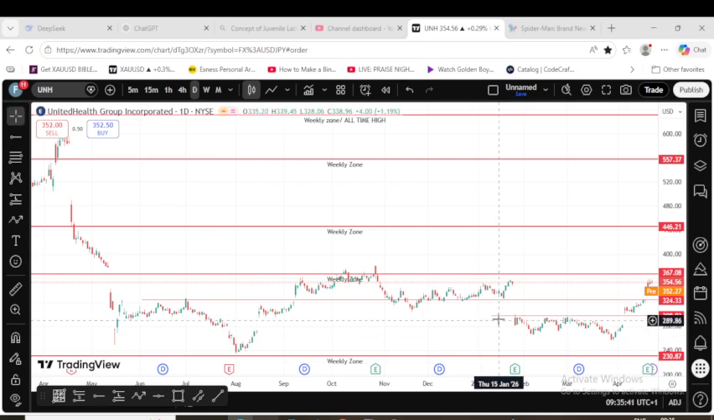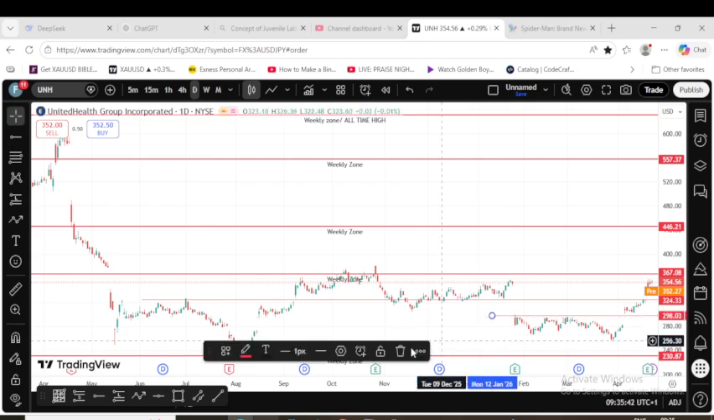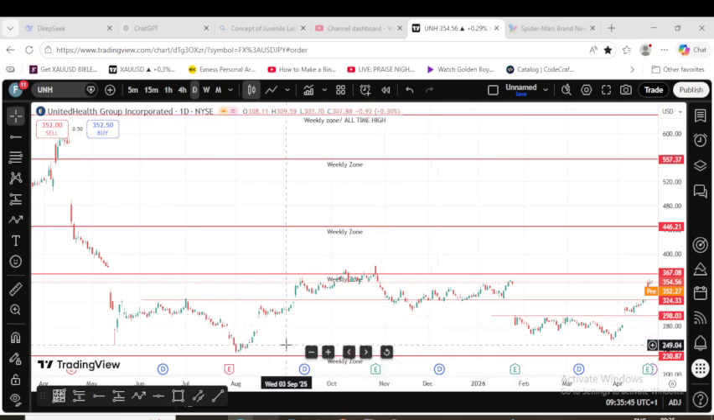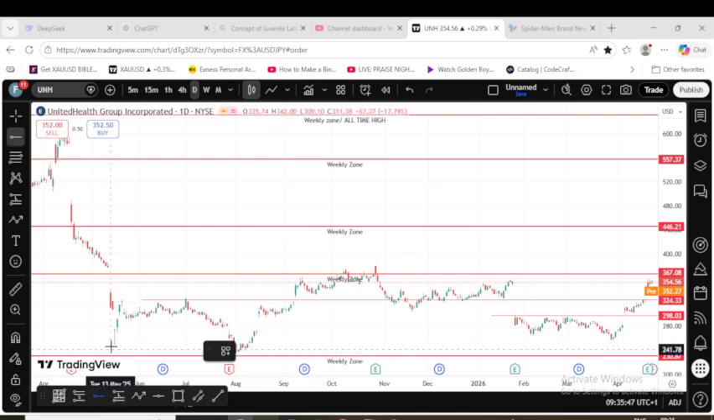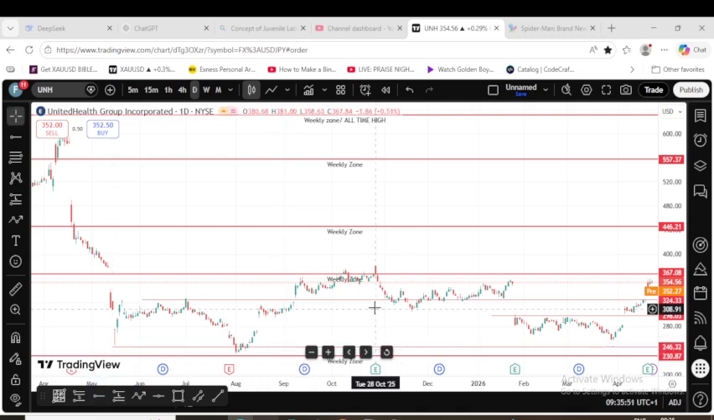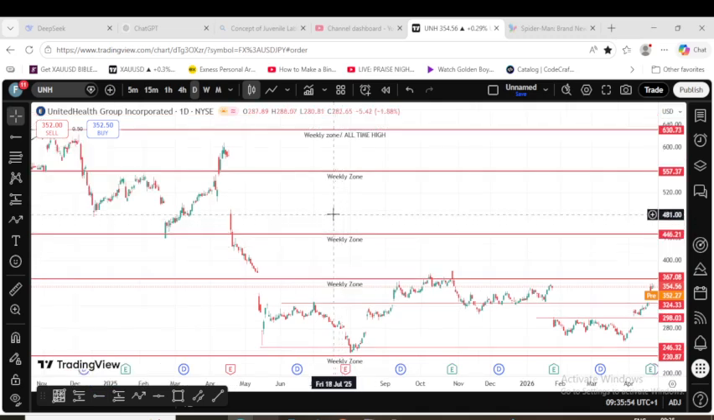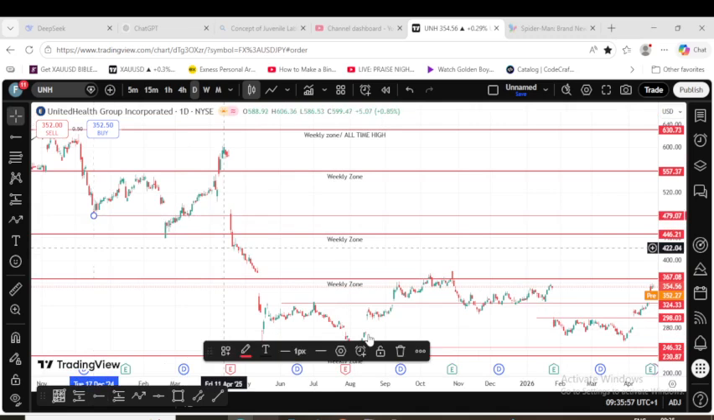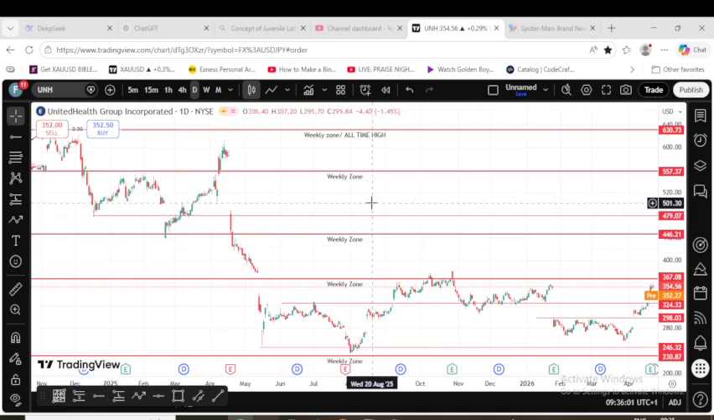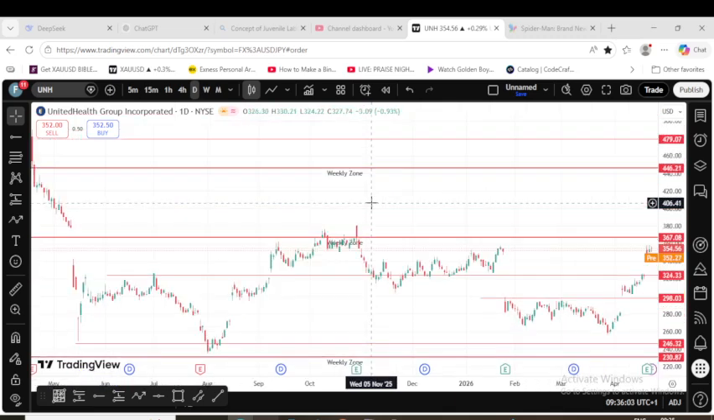We have a daily zone somewhere around here. Let's zoom out a bit more. We have a zone here. Okay, so that's it for drawing our zones on the weekly time frame as well as on the daily time frame. Now the next thing we're going to do is to draw our trend lines on the weekly time frame as well as the daily time frame, and that is reserved for our next video.